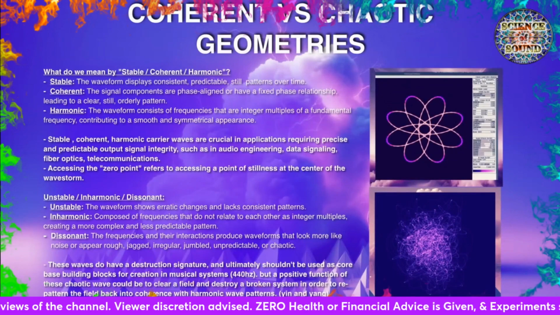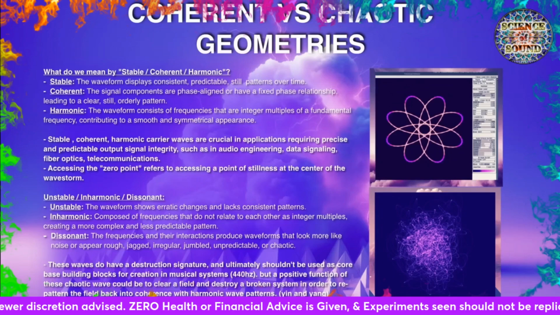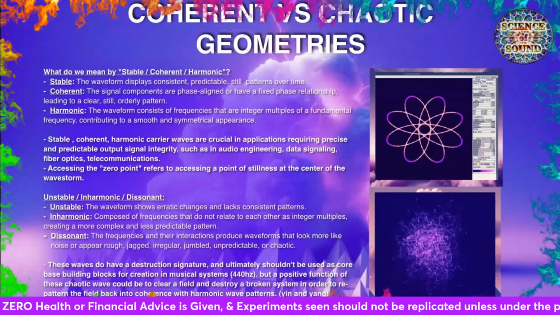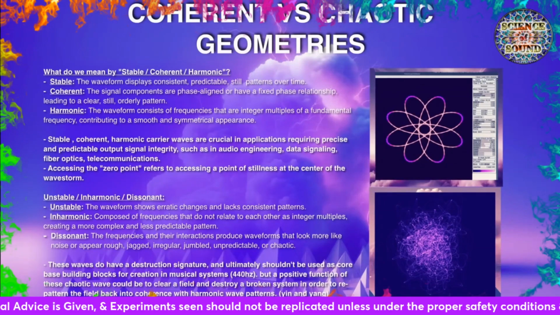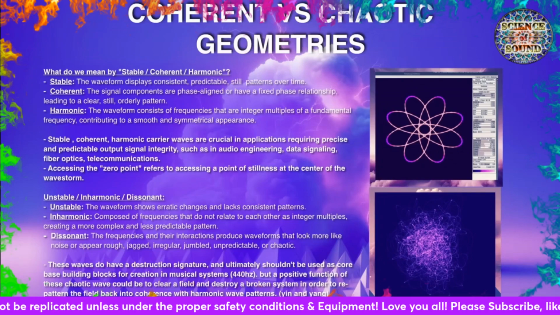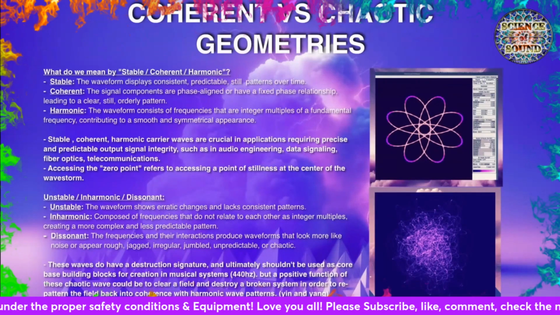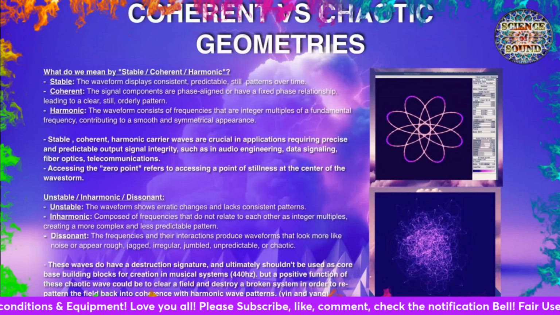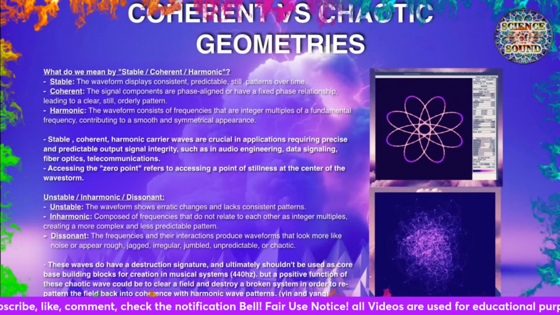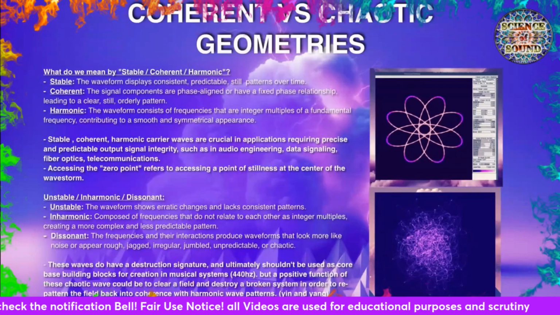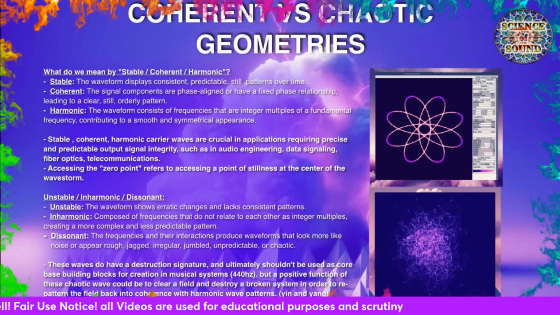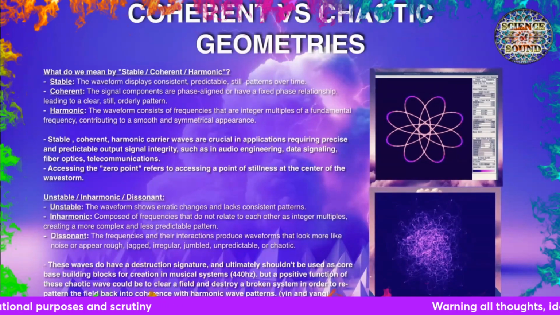Okay. So the next thing is coherent versus chaotic geometries. And this is very important also to understand the visuals. So what do we mean by stable, coherent, harmonic? Stable is the waveform is consistent, predictable, and still. So you might just see one geometry on the screen like that, but it's actually frequencies that are stabilizing that pattern into coherence. Coherence is when they're phase locked, so they have a fixed phase ratio, and that's what causes this clarity and stillness.